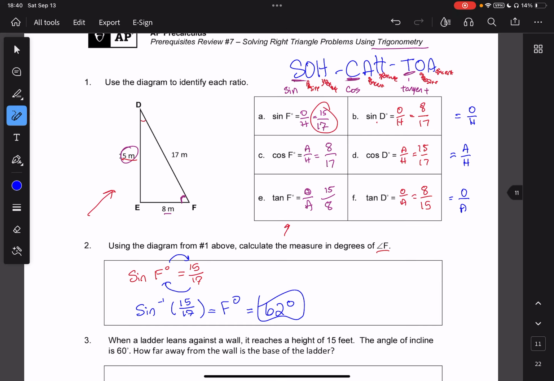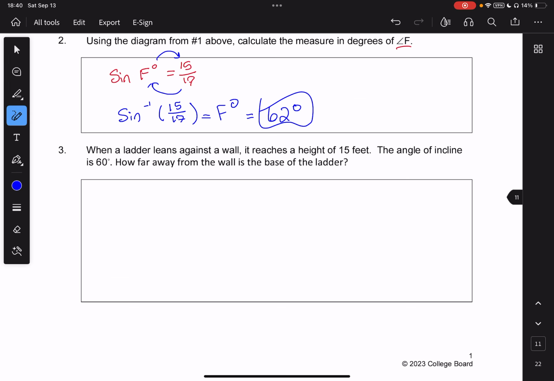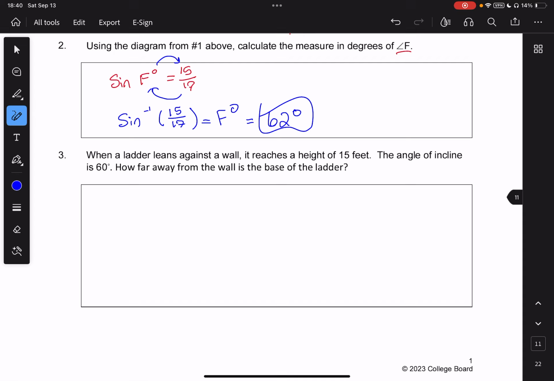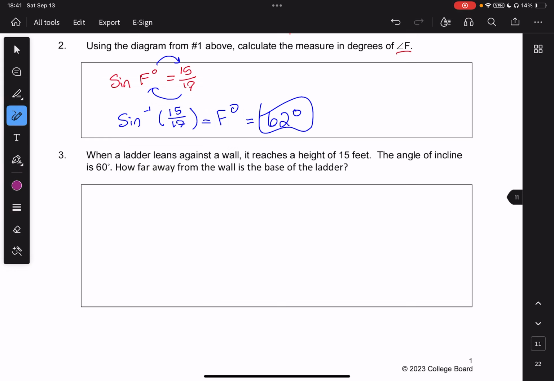Okay, now we're going to do question 3. That's it for the diagram. Question 3 says, when a ladder leans against the wall, it reaches a height of 15 feet. The angle of incline is 60 degrees. Okay, so you guys have seen a bunch of these problems before, hopefully, about a ladder leaning against a wall. So this is our wall here.